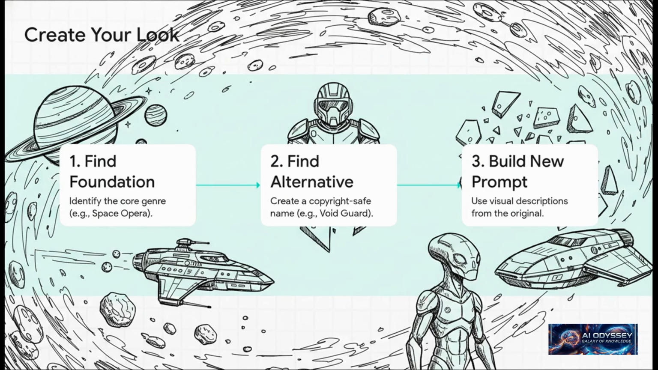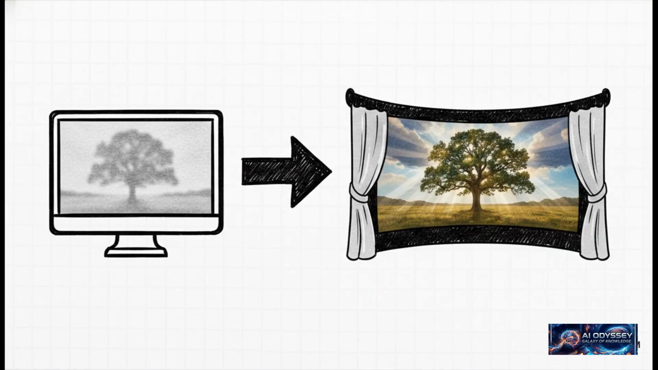Second, create a copyright-safe name, like Void Guard instead of Stormtrooper. And third, build your prompt using visual descriptions, not brand names. This is how you create a look that feels familiar but is 100% yours. And that brings us to our final and maybe the most important skill of all, cinematic storytelling.